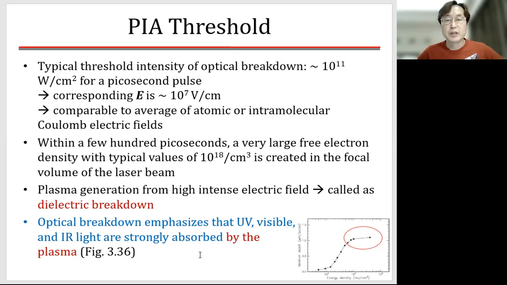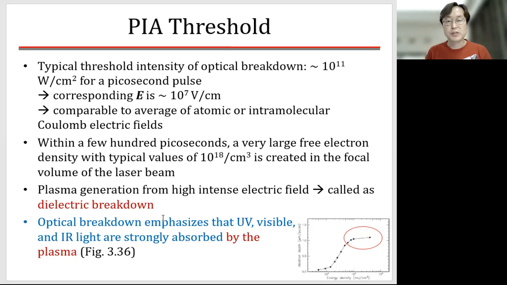So within a few hundred picoseconds, a very large free electron density is produced, with a typical value of 10^18 per centimeter cubed. So within 1 centimeter by 1 centimeter by 1 centimeter, 10^18 free electrons are going to be generated when you are giving a very short pulse with a highly focused, high intensity laser beam.